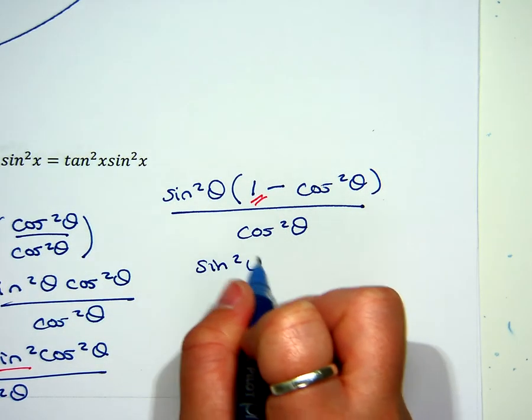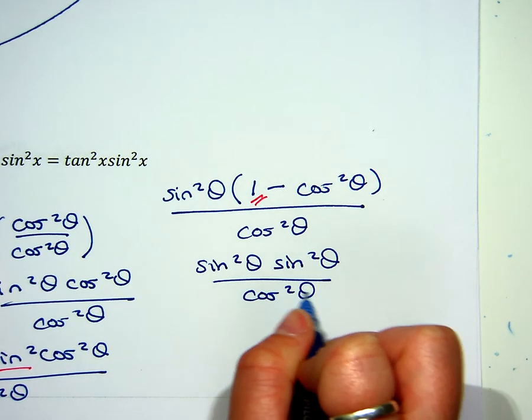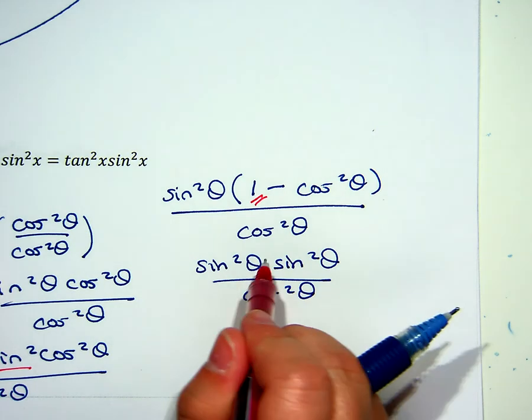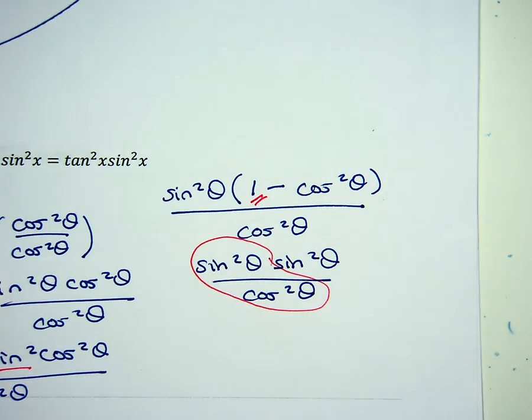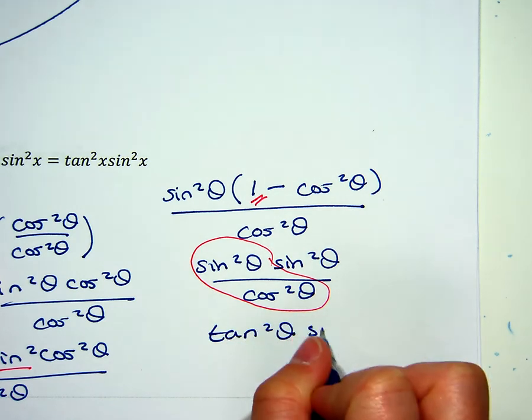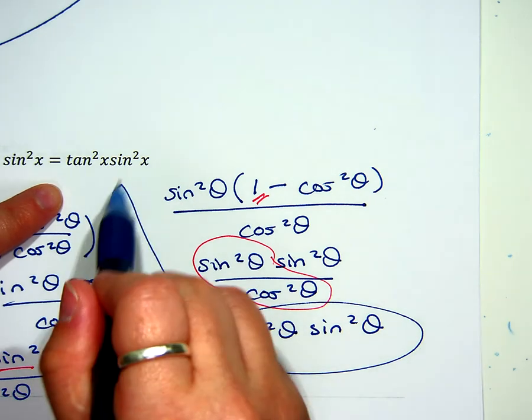Well, I have sine squared, cosine squared. But wait a minute. Sine squared over cosine squared will give me tangent squared with a sine squared left, which is exactly what we were wanting.